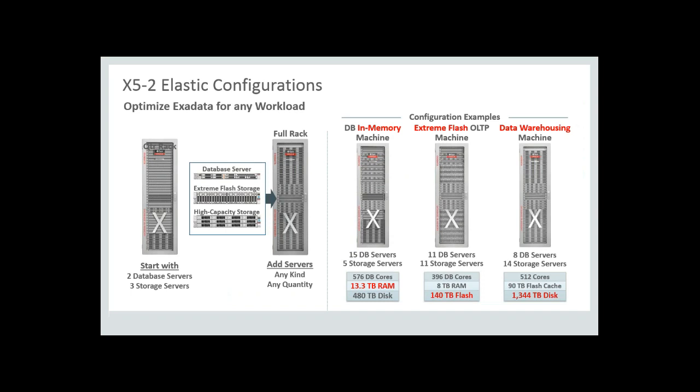So X5 elastic configurations, that's what I just discussed, this is what we call an elastic configuration: you start with 2 database servers and 3 storage servers, which is still a restriction you have before adding any number of database servers or storage servers. After that, you can add servers of any kind and any quantity. That means if you want to add a database server, you can add it. If you want to add 1, 2, or 3 database servers, there are no such restrictions. Of course, this is a 42U rack machine, so you cannot go beyond it. But apart from that, there are no such restrictions.